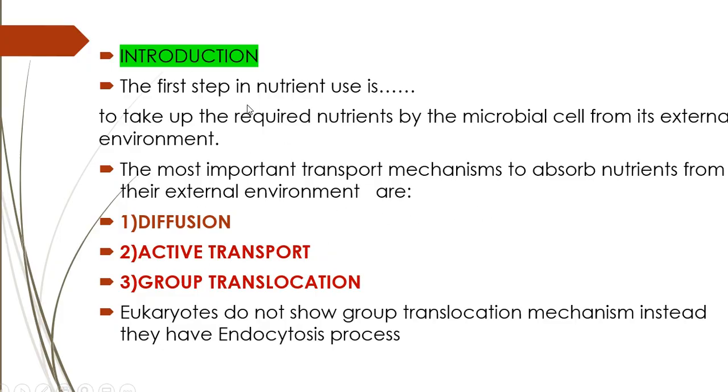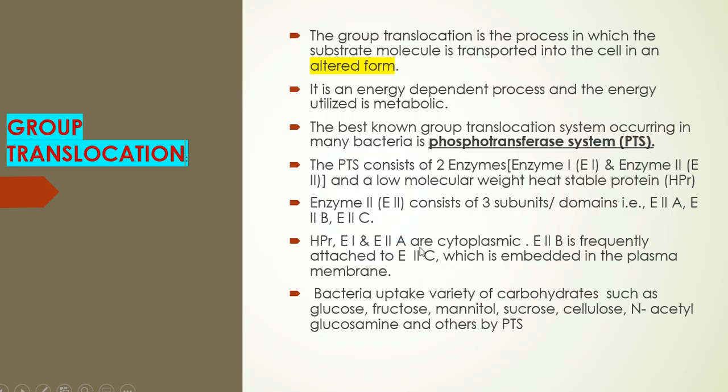This is all the introduction that I have given you in part 1 about diffusion and part 2 about active transport. And now this is the third type that we are going to discuss, group translocation. What is a group translocation? The group translocation is the process in which the substrate molecule is transported into the cell in an altered form. This is very important. Remember, the substrate molecule is transported into the cell in an altered form.